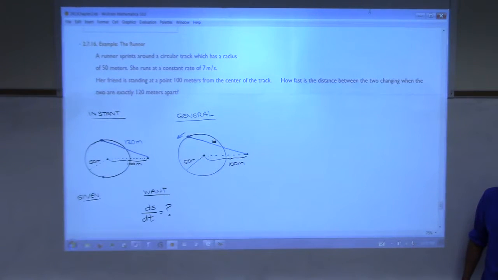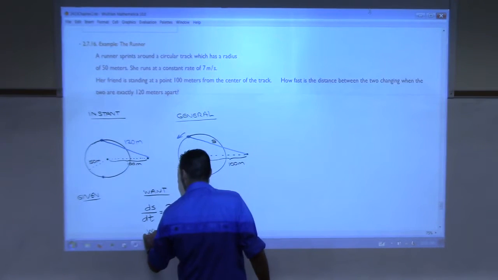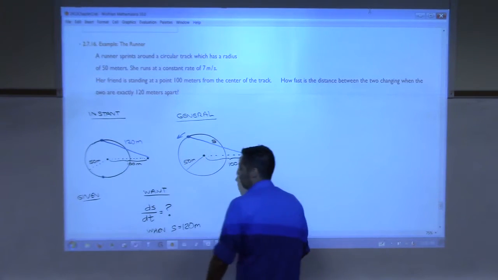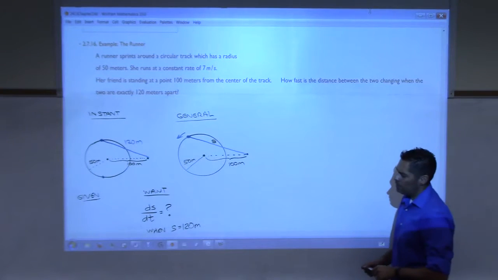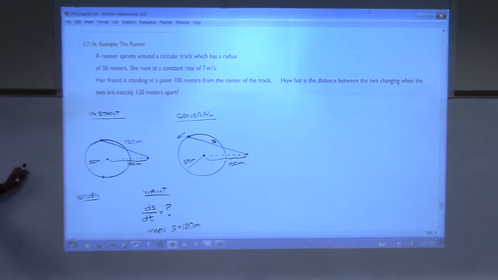What's 120? S, right? Which is what we're calling S. I want this when S, or at S, you can say either way, when S is 120 meters. Are y'all following this? The only thing I have to resolve really now is what I'm given. The 7 meters per second. I have not incorporated that yet, and I need to incorporate that. In relation to the radius.